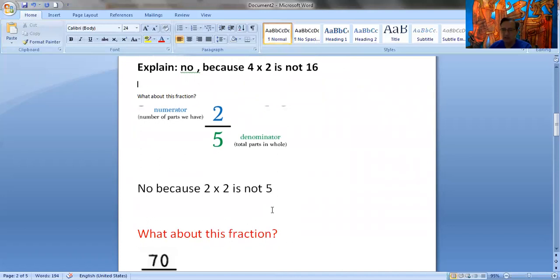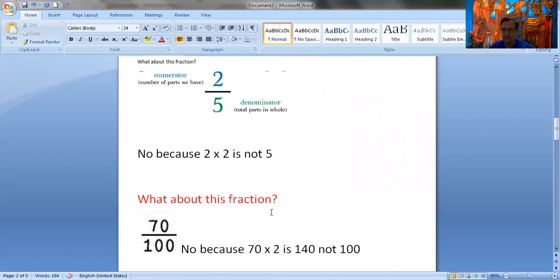What about this fraction? 7/100. It's not, because 7 times 2 is 14, not 100.